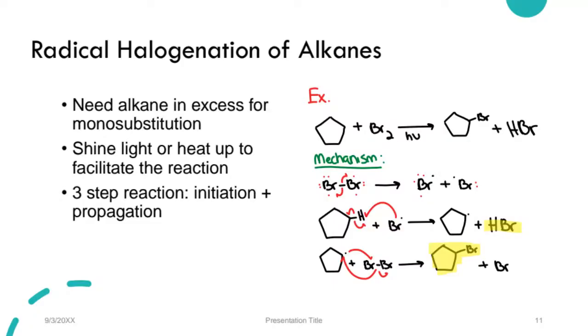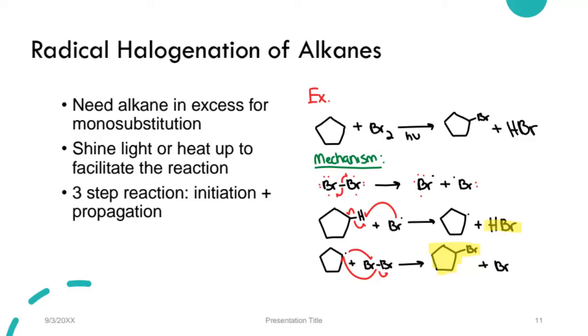So we can go over this mechanism, and I also have an example after this. Okay, so this is cyclopentane, right? And then I have molecular bromine. I'm going to shine light, and then my product is I'm going to replace 1 hydrogen on this ring with a bromine. And then that hydrogen will combine with the other bromine to form HBr.